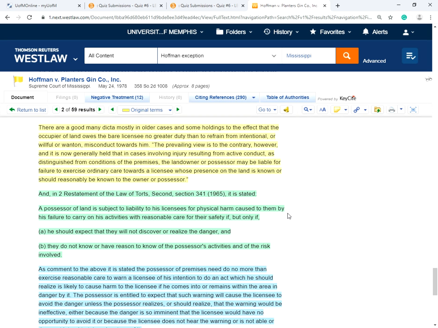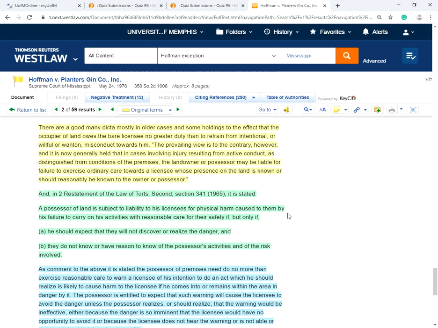And the prevailing view is to the contrary, however, and it is now generally held that in cases involving injury resulting from active conduct as distinguished from condition of the premises, a landowner or possessor may be liable for failure to exercise ordinary care towards a licensee whose presence on the land is known or should reasonably be known to the owner or possessor.